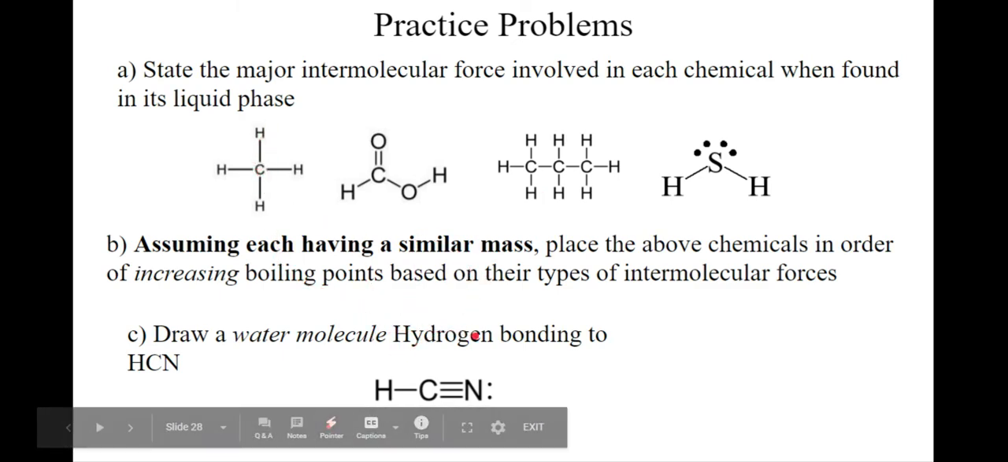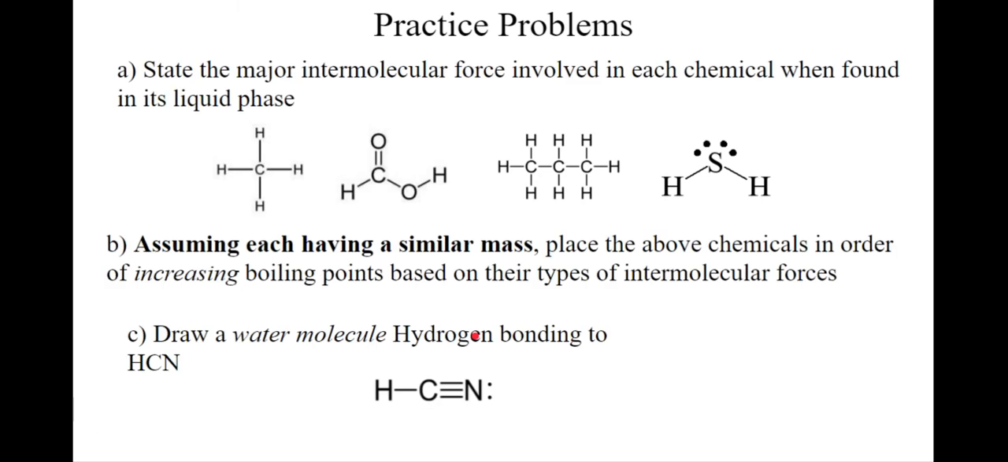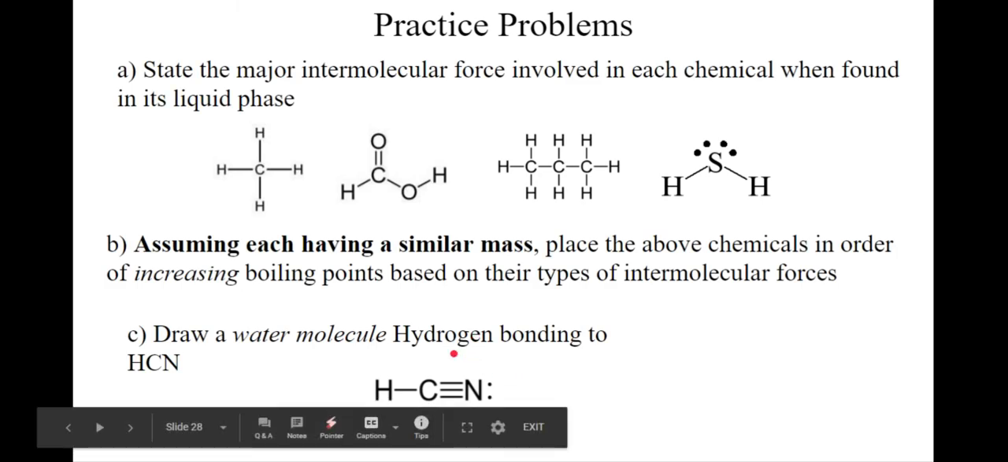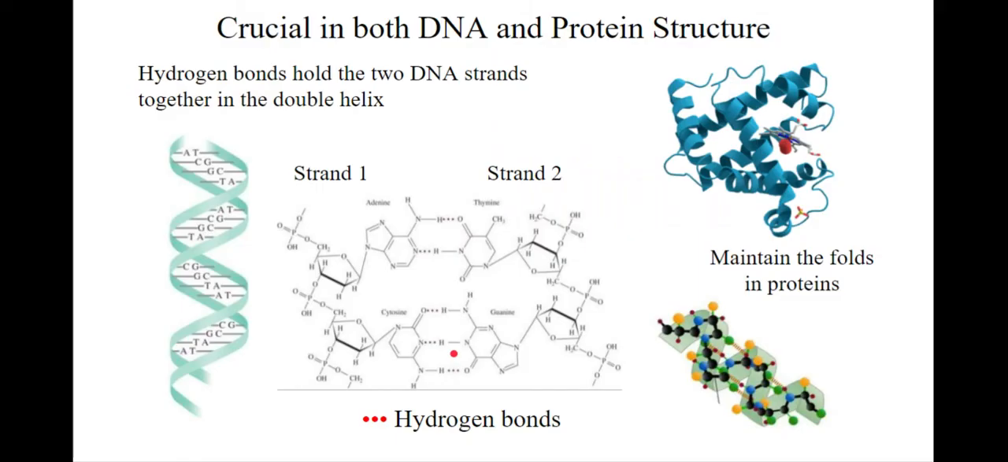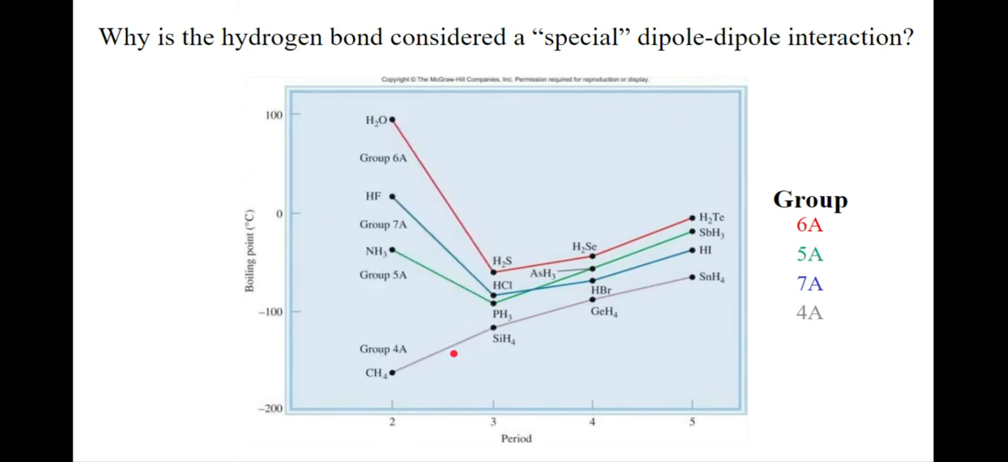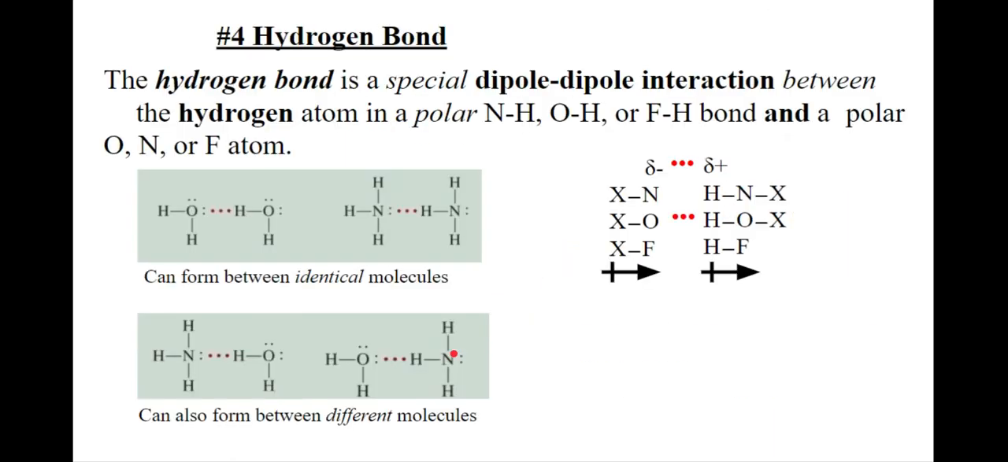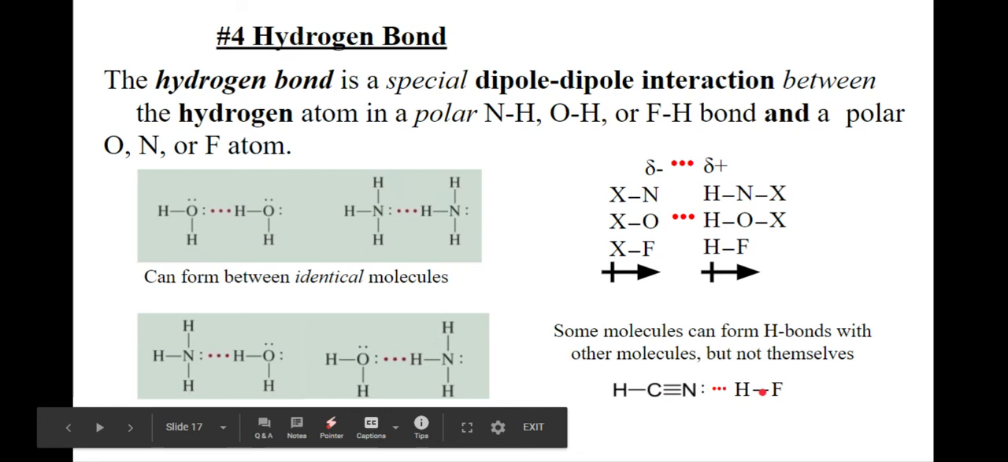Finally, draw a water molecule hydrogen bonding to HCN. I already have that in here, so I'm going to go back. Here it is. Okay, that's not water, but replace this fluorine with oxygen and hydrogen, and there it is. So a hydrogen on either N, O, or F can go to this nitrogen, but I want you to know there won't be any hydrogen bonding with that hydrogen. Okay, so there you go.